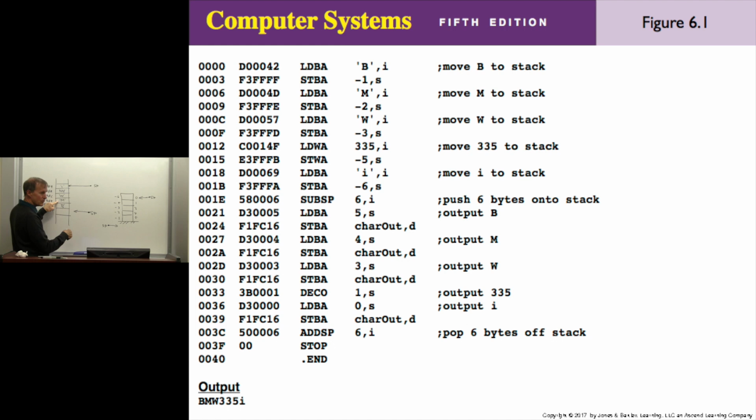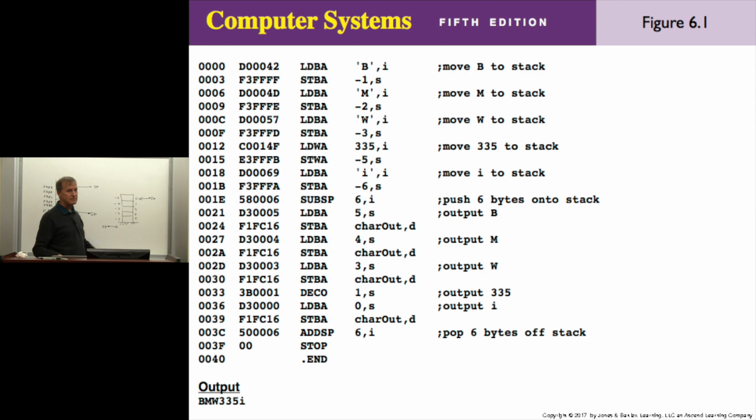It'll load byte accumulator M. It'll output that, and then it'll load byte accumulator W. It'll output that, and now it'll do what? Not load byte accumulator, but what? Load word accumulator, and now, oh sorry, it doesn't have to do load word accumulator, it can just do what? DECO, because it does that for us. Does everybody see how that works? And so the DECO, the 335 comes out, and then boom. And then after the BMW 335 comes out, what's the very last thing we do? Add SP 6 immediate, and what does that do? That pops them back off the stack.